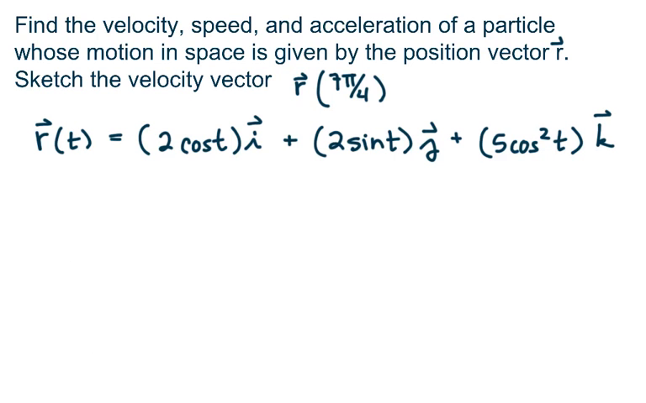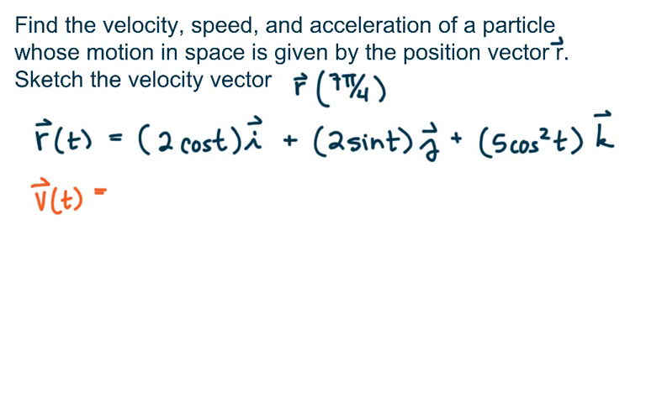So in the last example that we do in this video, we're going to determine velocity, speed, and acceleration of a particle whose motion in space is given by this position vector r of t. And once we're done, I'm going to pull in a picture to help you visualize what the velocity vector and the original position vector looked like. And we're going to say, what is that velocity vector at a specific moment, in this case, 7 pi over 4. So the first thing we'll do is find velocity.